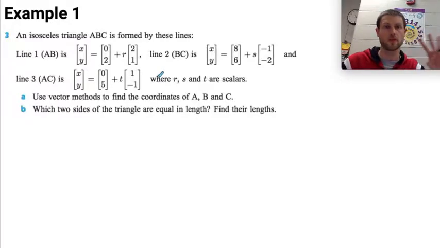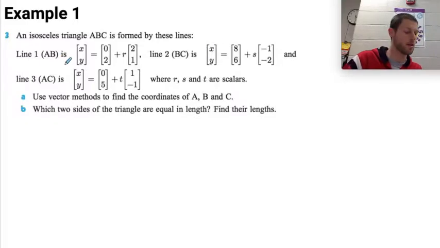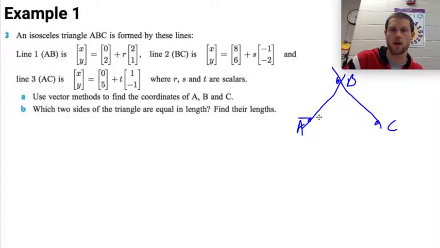I'm basically going to break this down into 4 parts. I've got all 3 of these lines, AB, BC, AC. Let's just kind of visualize what's going on here. So I have some point A, I have some point B, and I have some point C, and I've got lines AB, BC, and AC.